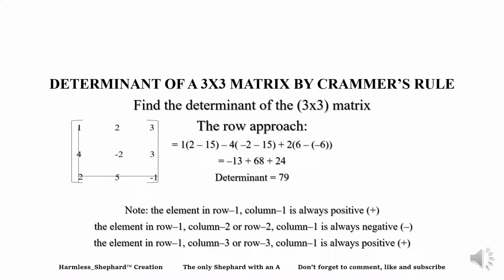And the element in row 1 column 3 or row 3 column 1 is always positive. So it's a positive, negative, positive pattern in this Cramer's rule. That's basically all you need to cram. The first column or row is positive, the second column or row is negative, and the third column or third row is positive. And also pay attention to the negative signs inside the bracket.